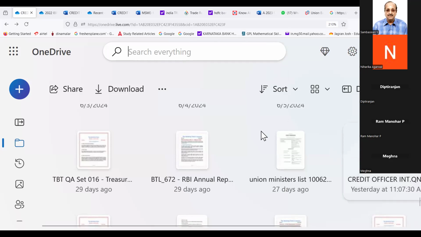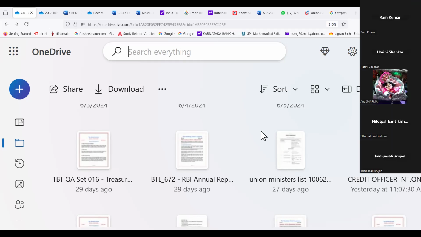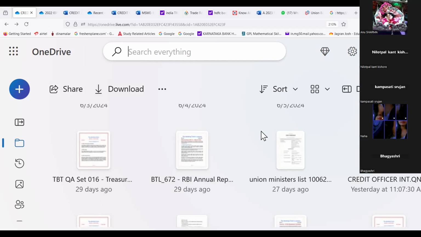Those people who have joined today, Jayashri, are you there? Jayashri, I have shared with you one link stating last minute preparation, because there is not much time. So I have given you two or three files only, and I wanted you to prepare on that.